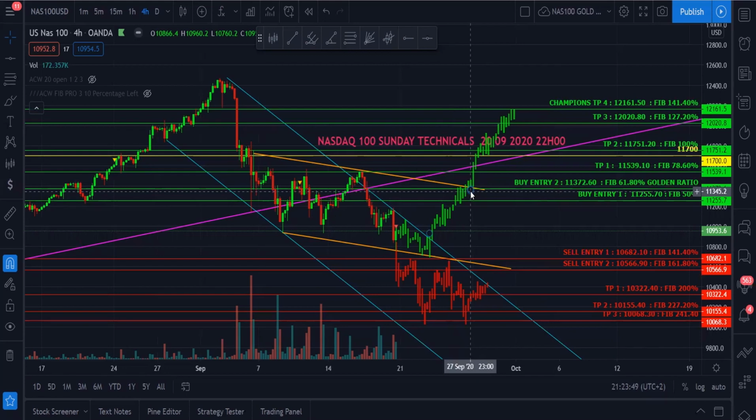And our sell entries, if NAS does not do that, we will just go further down into sell 1, 2 and TP 1, 2 and 3. So guys, just to give you the update, I hope you guys manage your trades well. I hope you guys keep your eyes and your ears open in terms of the fundamentals.